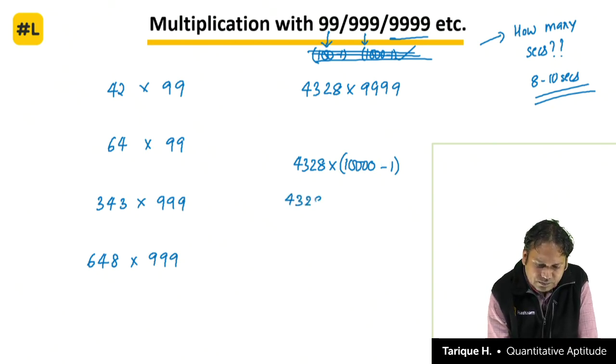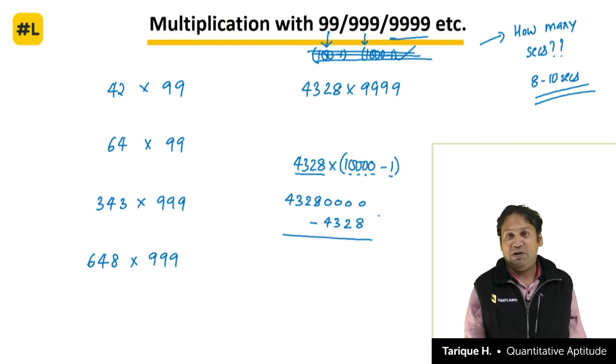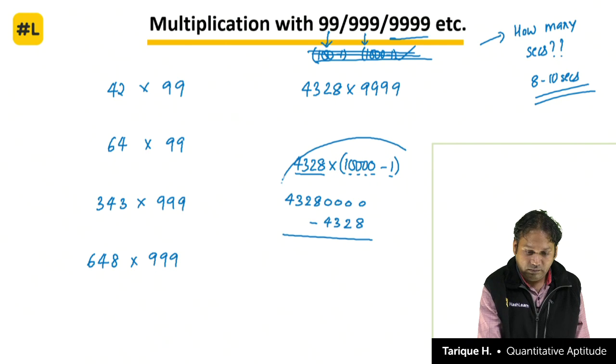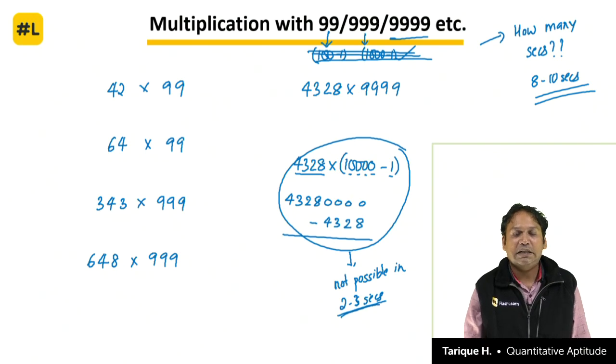4328, फिर 4 0 1 2 3 4 माइनस 4328 इंटू 1, 4328. ओके, अब इसके बाद सब्ट्रैक्ट करना पड़ेगा. तो ये डेफिनेटली 1-2 सेकंड में तो नहीं होने वाला है. This is not going to happen, this is not possible in 2 to 3 seconds. Okay, that is why we don't like these techniques. Let's learn the fastest technique here.